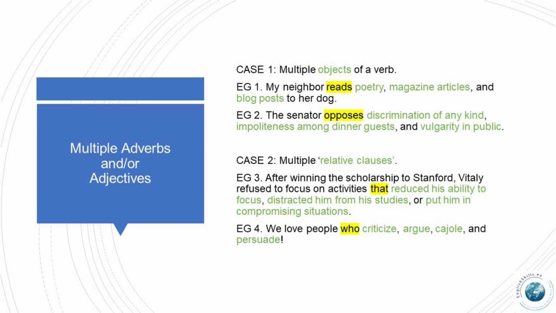Again, let's look at the structure of each part. Reduced, distracted, put. They're all verbs and they're all in the past tense here. His, him, him. Okay, so we've got the same subject here, the same person that we're talking about, Vitali. Then some additional information. Ability to focus, from his studies, in compromising situations. So again, think about this when you're creating a list. Don't be too worried about it. Think in terms of, especially early on, is it a verb? Is it a noun? How do I complete it so that we have parallelism? Nice. Example 4. We love people who criticize, argue, cajole, and persuade.